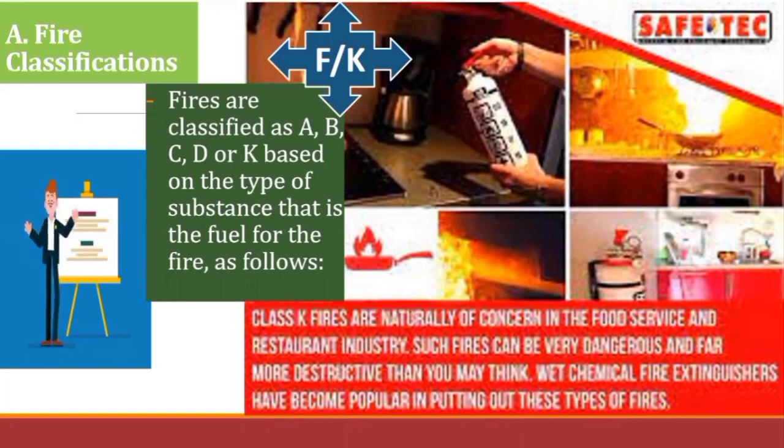Such fires can be very dangerous and far more destructive than you may think. Wet chemical fire extinguishers have become popular in putting out these types of fires. Another good example, deep fat frying in spillages of flammable oils near to heat sources in kitchens. You know already that when you're cooking, there are some spill fats that are dropping out from the wall or even nearby the gas stove.